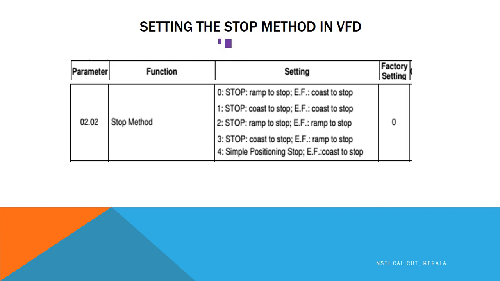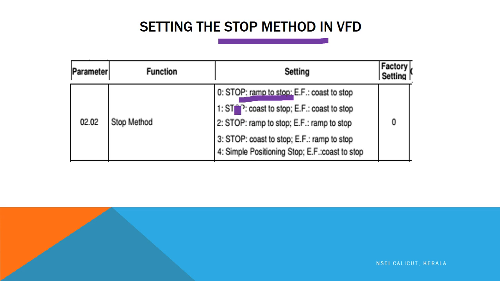Next is the stop method. How does the motor generally stop in the conventional system? We will be switching off the motor. Depending on the inertia of the load, it will keep running for some time, right? But in the VFD, it is not like that. The stopping will be exactly a time bound item. So there are two methods: ramp to stop and coast to stop.